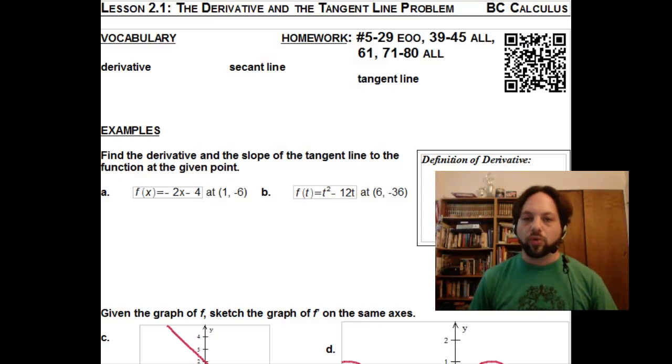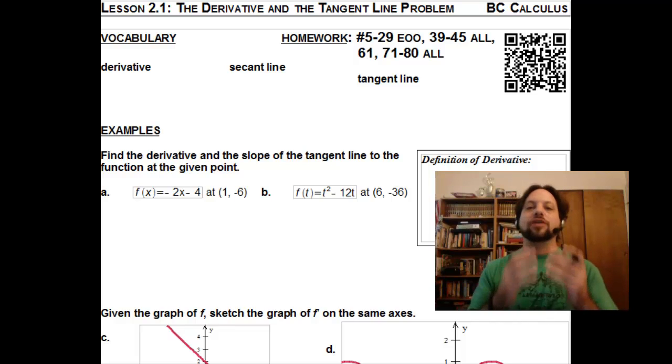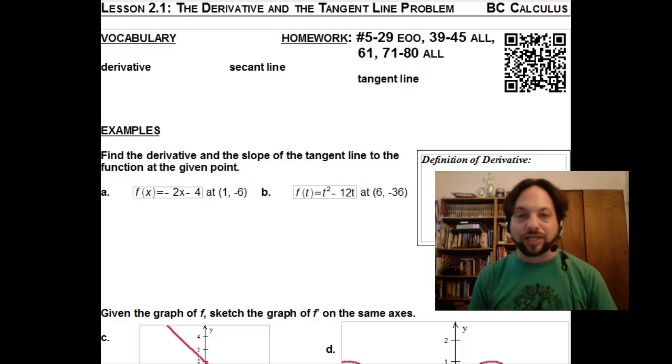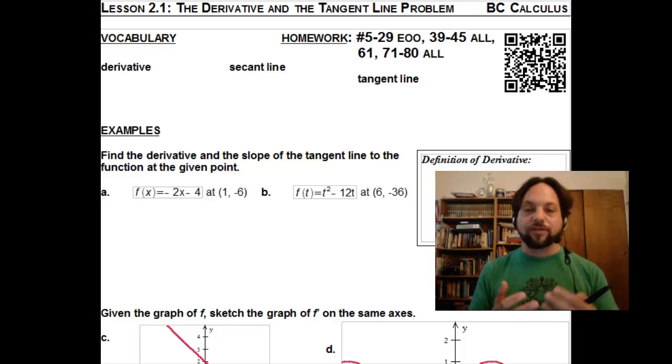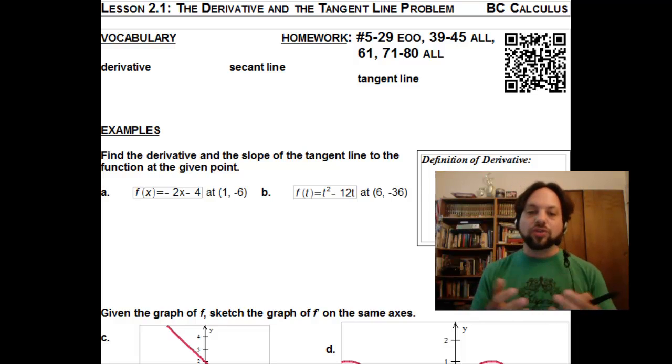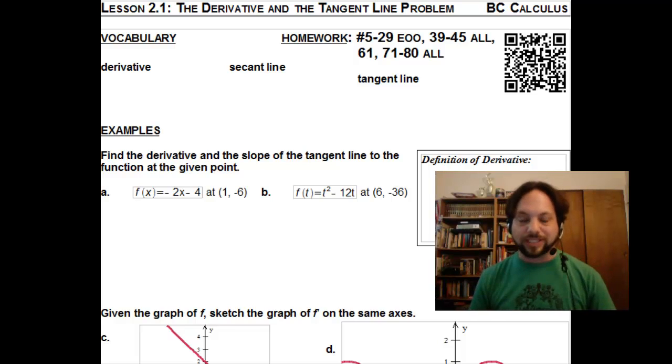In Lesson 2.1, the derivative and the tangent line problem, we will begin our foray into the actual hardcore calculus by learning about the derivative. We'll talk about what the derivative is, how to evaluate the derivative. We'll find a formula for the derivative, which we'll call the definition of derivative. And then we'll use that to find the derivative of certain functions at certain points.